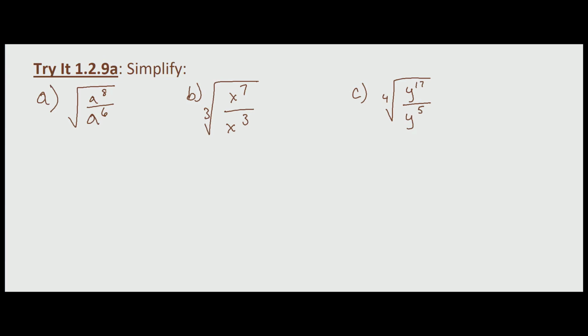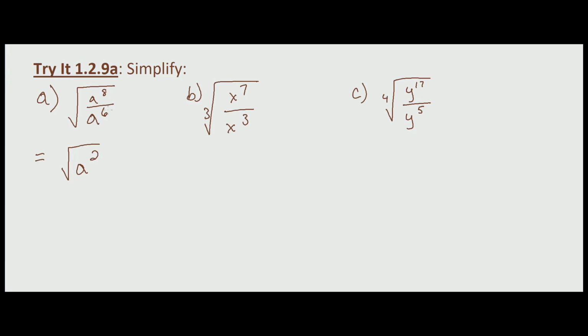We can simplify under the radical first, or we can separate it into two separate radicals, one in the numerator, one in the denominator, and then simplify. We're going to keep it in the simplest form and simplify under the radical first. So the square root of a to the 8th over a to the 6th, well, a to the 8th over a to the 6th, that's a to the 8th minus 6, which is the square root of a squared.